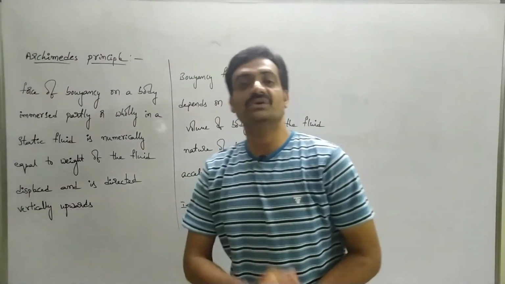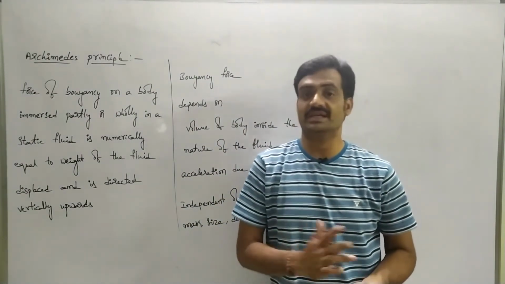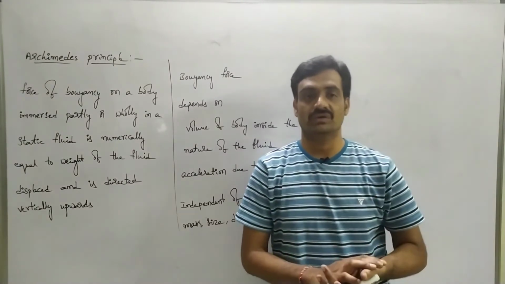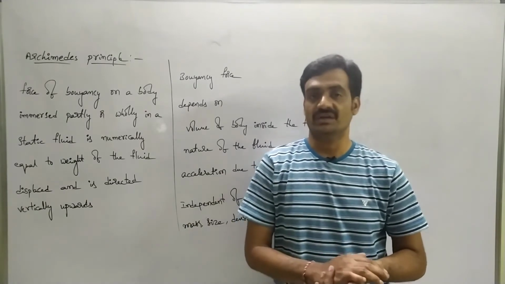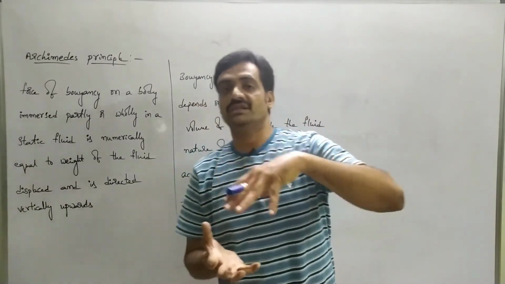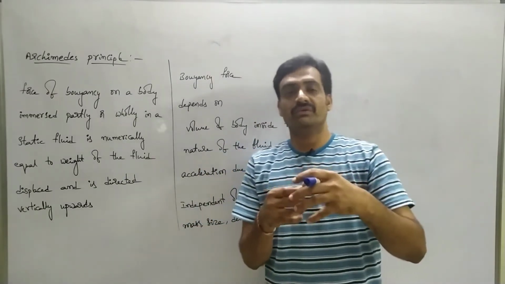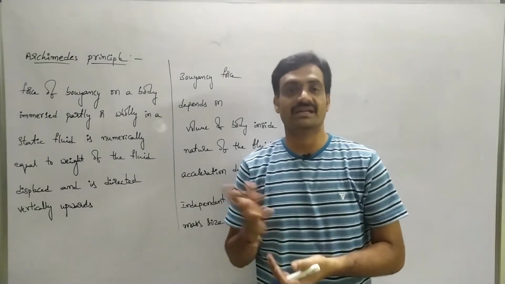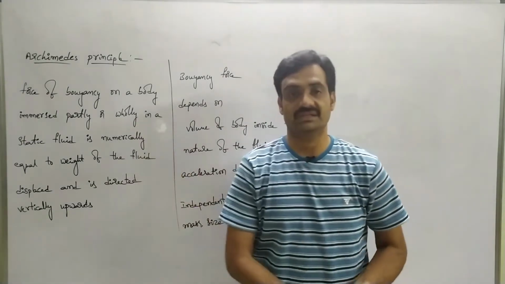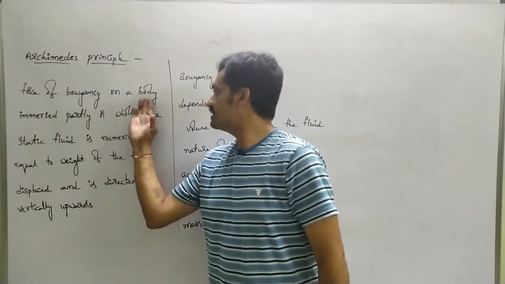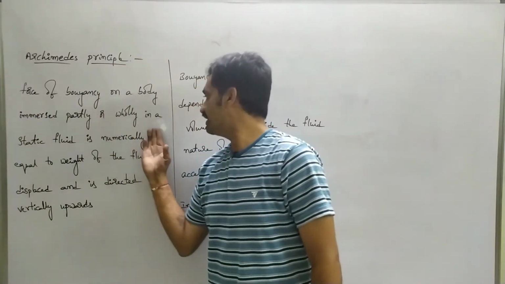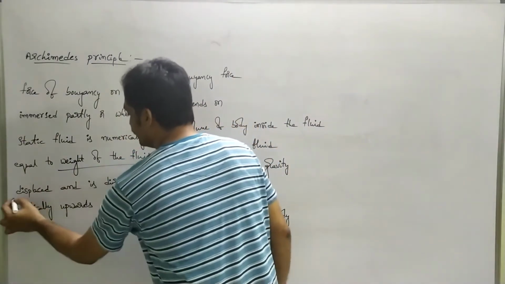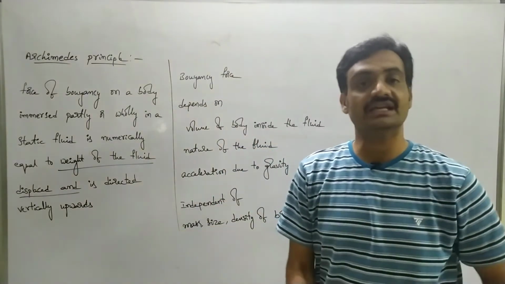Now we are going to discuss Archimedes principle. Archimedes was asked to find out the gold within the crown. In order to find this, he used this principle. When a body is dipped within the fluid, the same amount of fluid will flow away from the vessel. That is what Archimedes explained. The force of buoyancy on a body immersed partly or wholly in a static fluid is numerically equal to the weight of the fluid displaced and is directed vertically upwards.